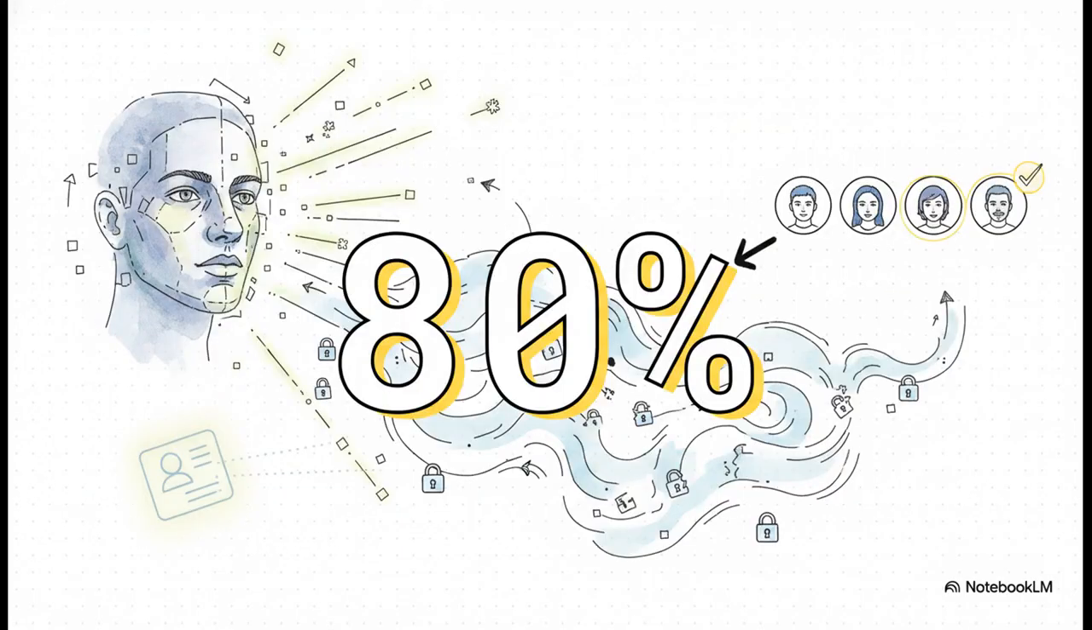But just how successful are we talking? Well, the researchers showed this reconstructed face to human volunteers, and a staggering 80% of them could correctly identify the real person from it. 80%. That is an absolutely massive success rate for an attack that started with literally nothing but a name.